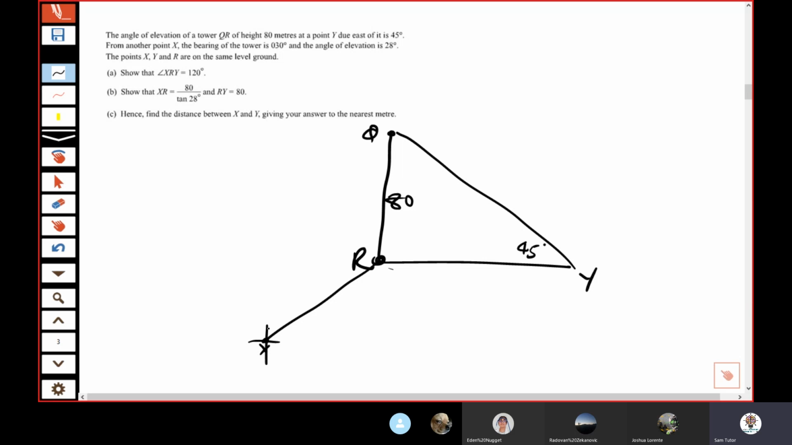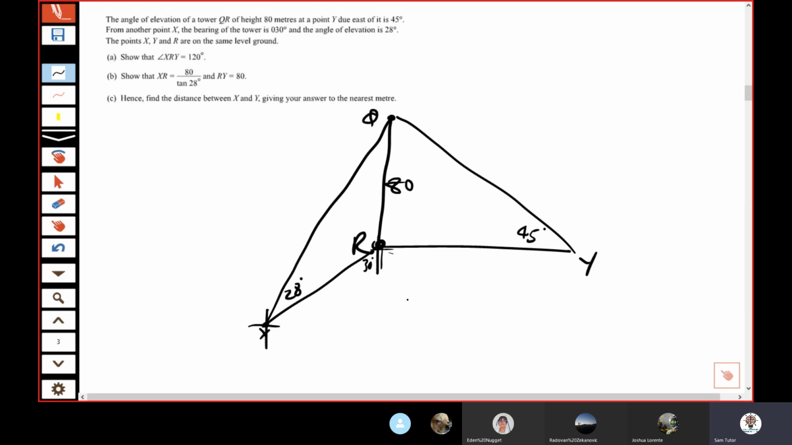So from here, this bit would be 30 degrees. You'll have your elevation, but this bit here is 30 degrees, which means when you draw this bit as well, from alternate angles, this is also 30 degrees. The elevation is 28. The points X, Y, and R are on the same level ground. They didn't tell us the distance between X and Y, which is annoying.